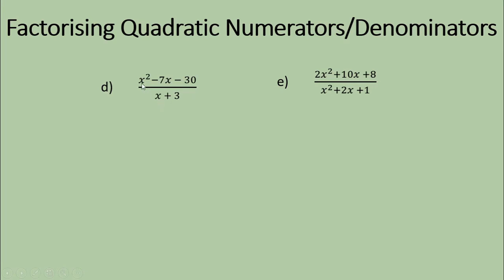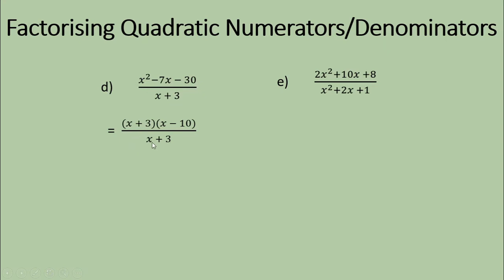So I'm already going to think, a number that multiplies to make negative 30, is it possible that one of the numbers is 3? What would the other number be? Negative 10. And 3 minus 10 makes negative 7. So those are my numbers. I found that easily because I've got this hint here on the bottom. x plus 3 times x minus 10 would multiply out to make the top quadratic.